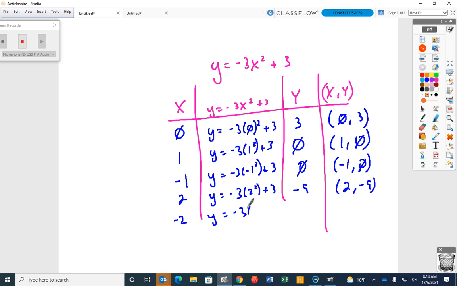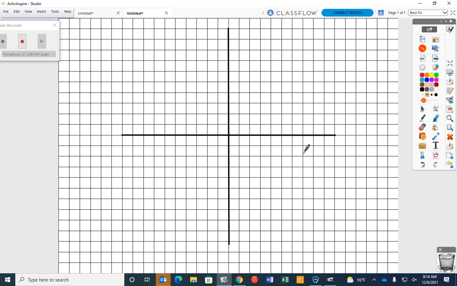Now, do we really have to go through all that work this second time around? What did you notice, guys? Every time I do the opposite number here, my y value is always the exact same thing, isn't it? So I can put negative 2 squared plus 3, but I guarantee you it's going to be what? Because negative 2 squared is 4. Negative 3 times 4 is negative 12. What's negative 12 plus 3? Negative 9. Right?